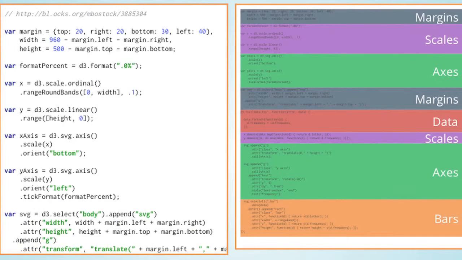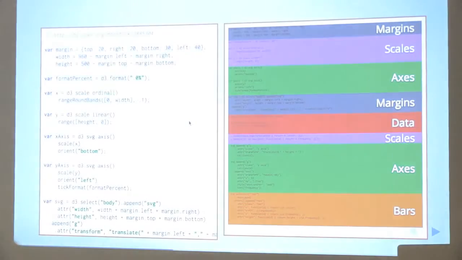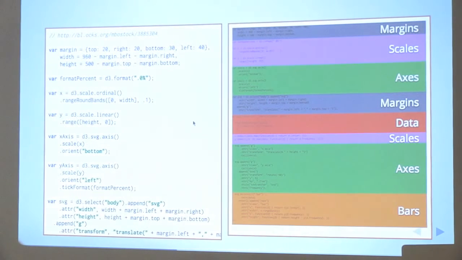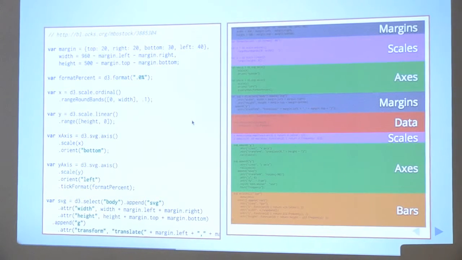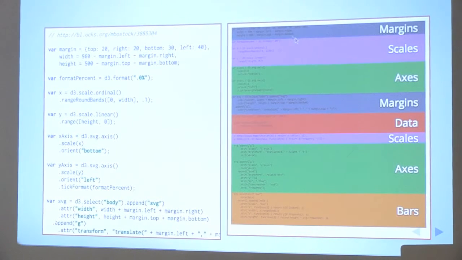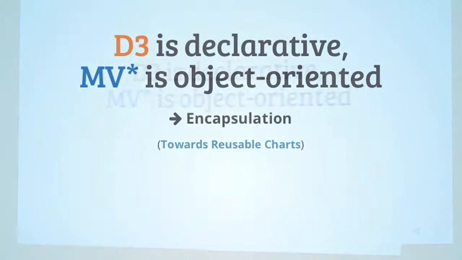So if we look at an overview of the code, it's kind of split into these sections. And there's the same kind of stuff happening in different parts of the code. So there's definitely something that could be unified here. There's definitely something that could be reused in other types of charts. For example, a bar chart could have the same margins as a line chart. Makes sense.